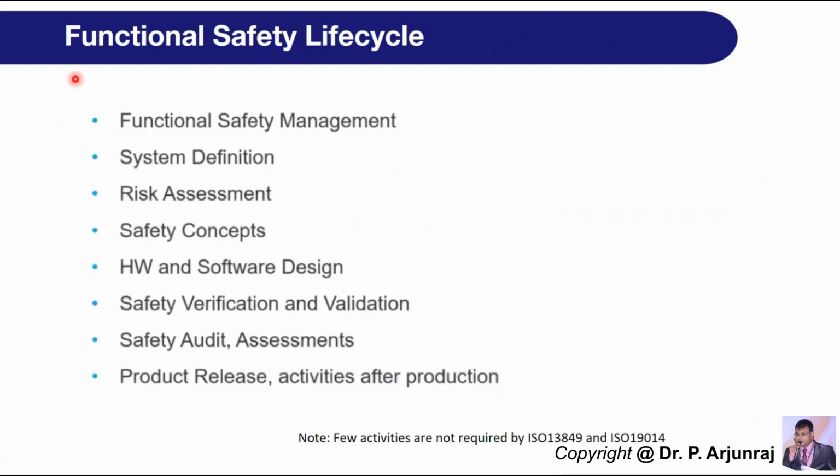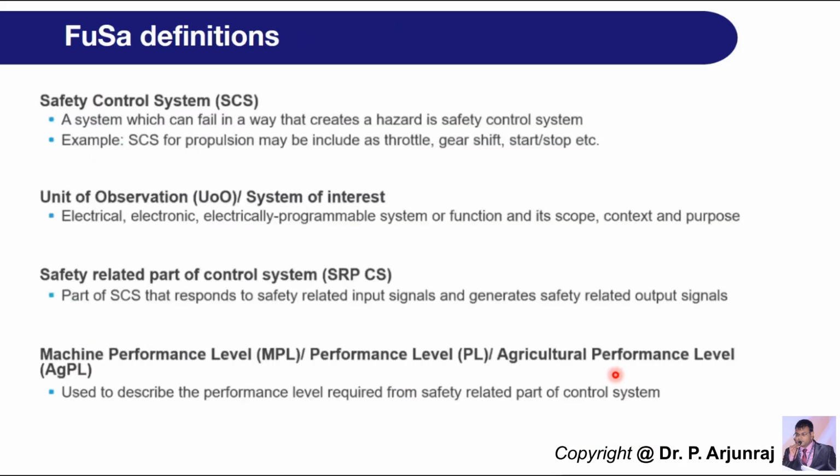This is the life cycle that we follow, the functional safety life cycle, where we start with functional safety management, then we define the system, then we analyze the risk and do the assessment, and we start with the safety concept, and then we go with the hardware design, software design, then we go for safety verification and validation, and we go for the safety audit, assessment and product release activities, and after production. We'll go with the various definitions involved in this ISO.